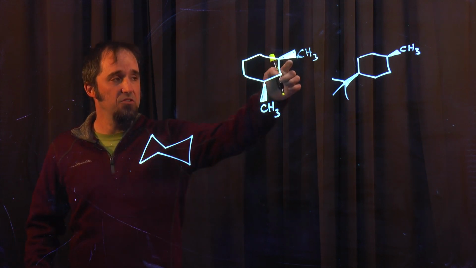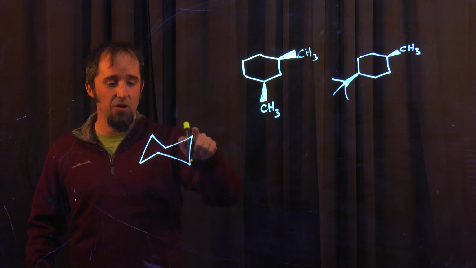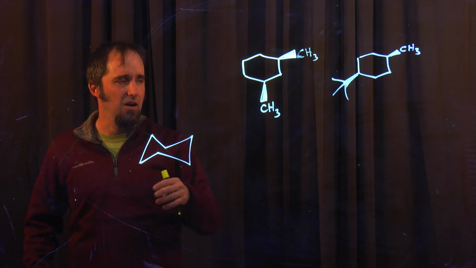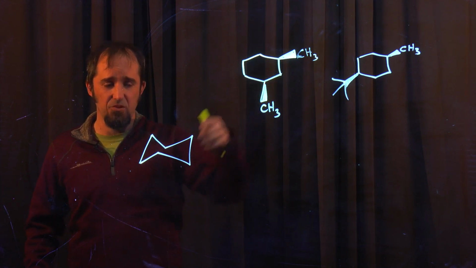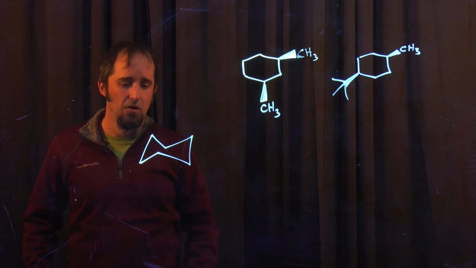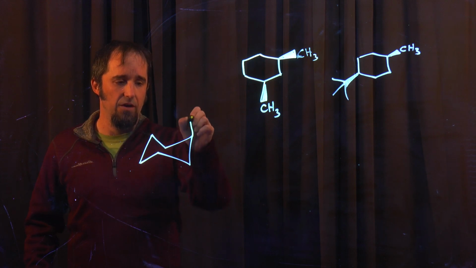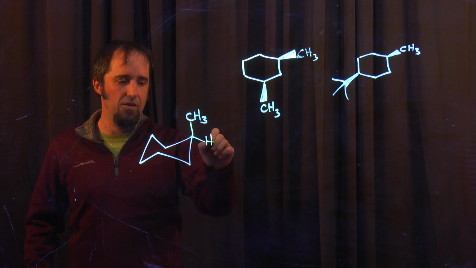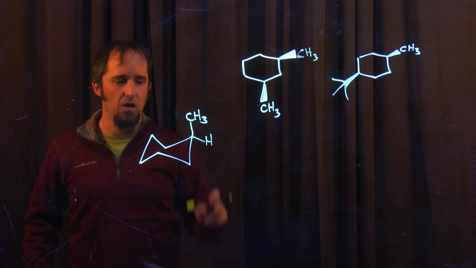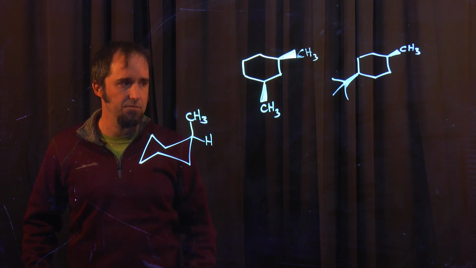Okay, which carbon do I put this methyl on? Do I have to put it on this one? No, it doesn't matter. I just need to put it up. Wedge, we'll call the wedge up. So put it up somewhere in here. Sure, I'll put it here. Why not? Up. That means that there's an H going down there. Cool. Up an axial, down an equatorial in this case.